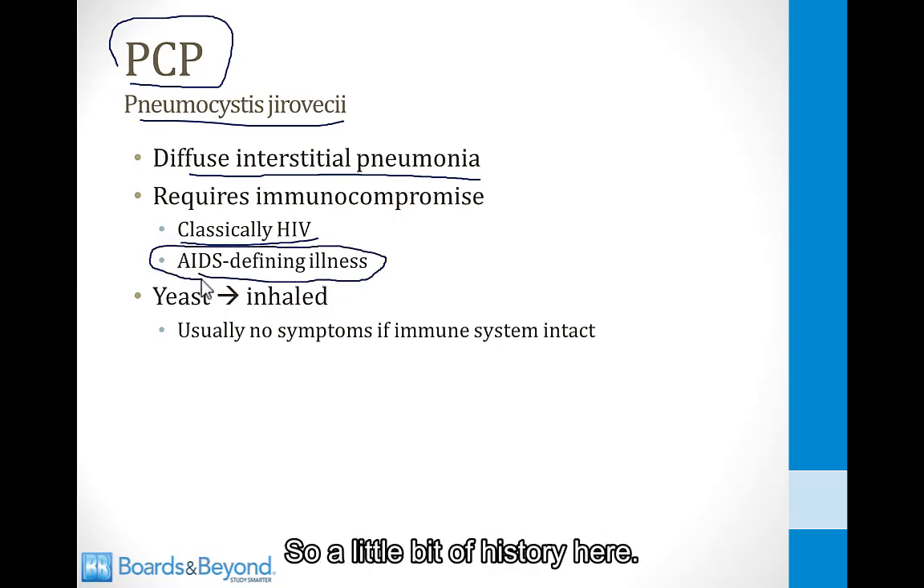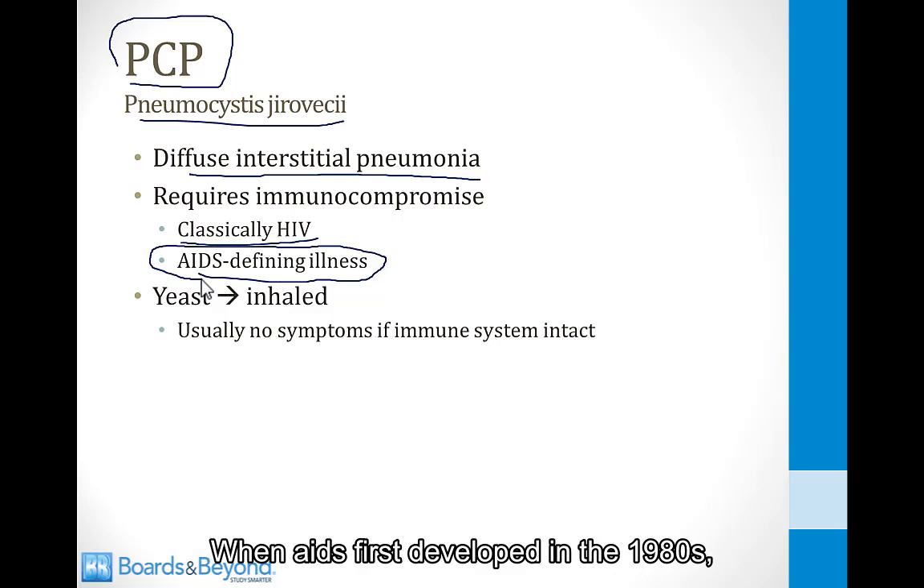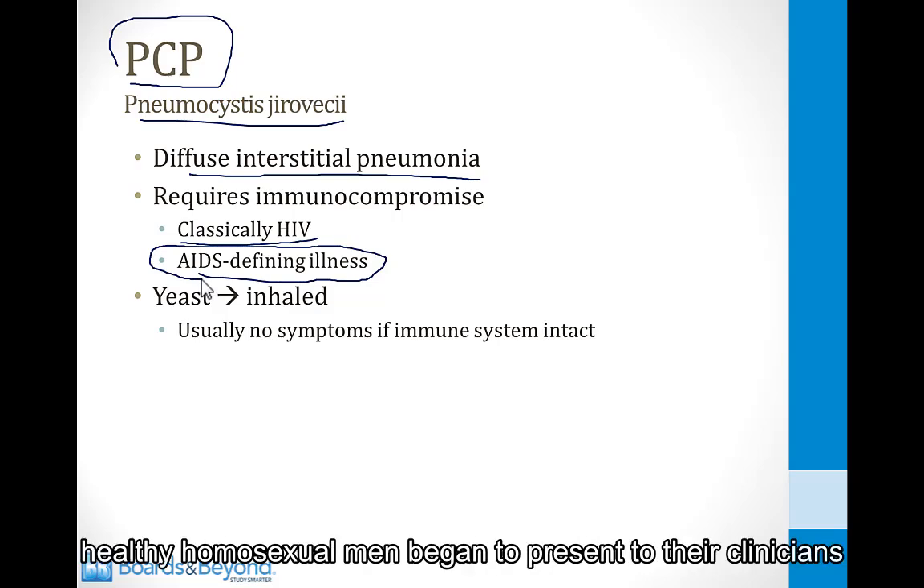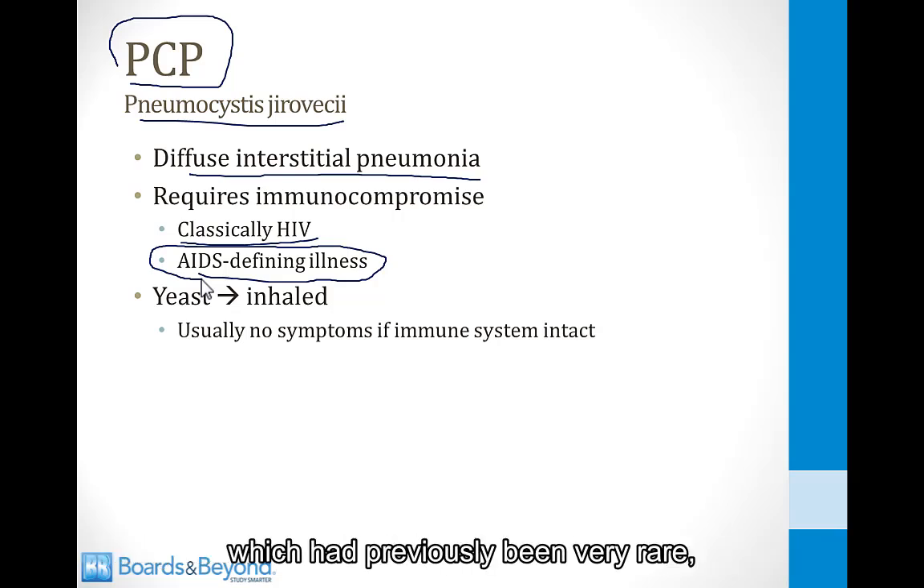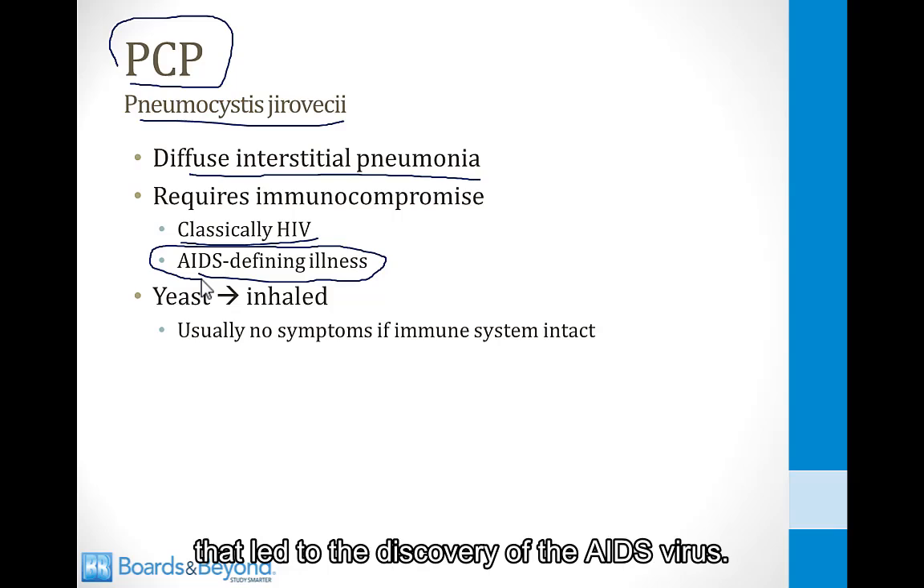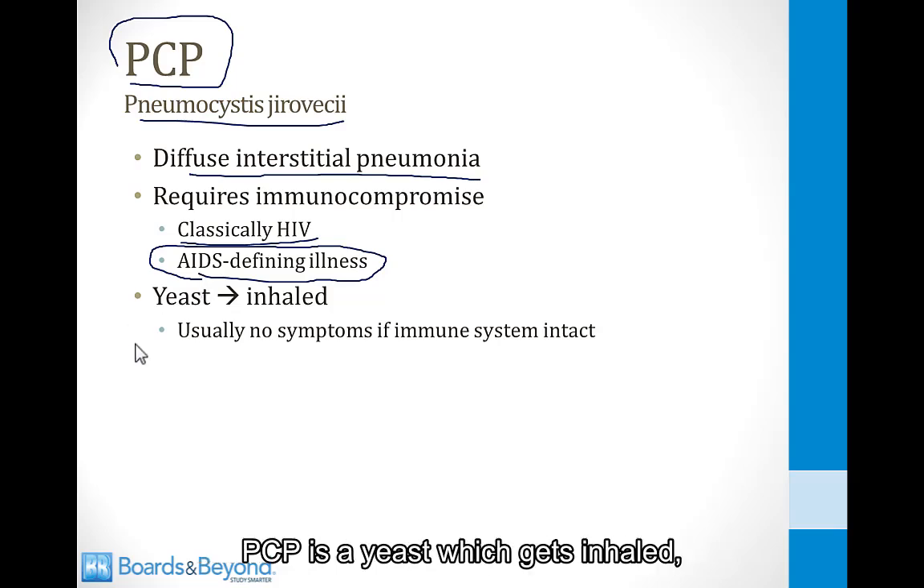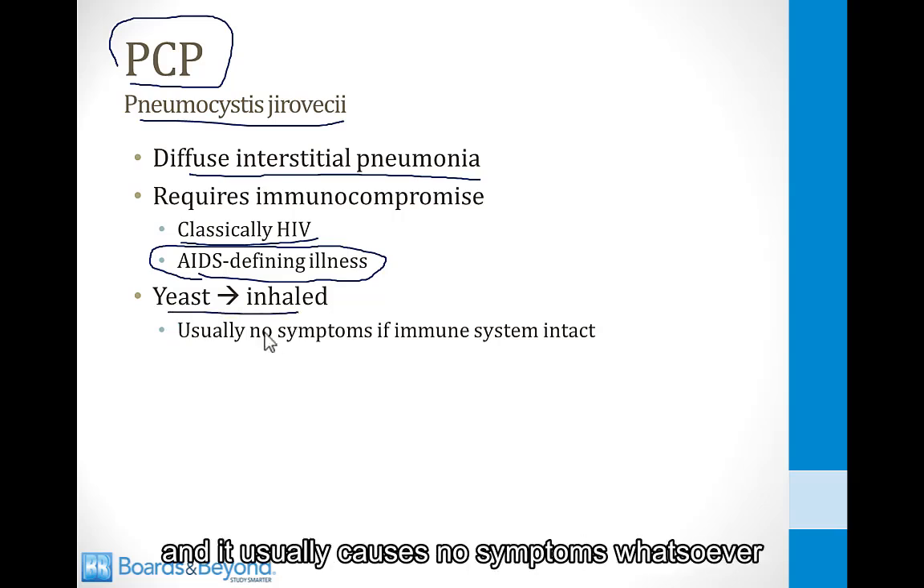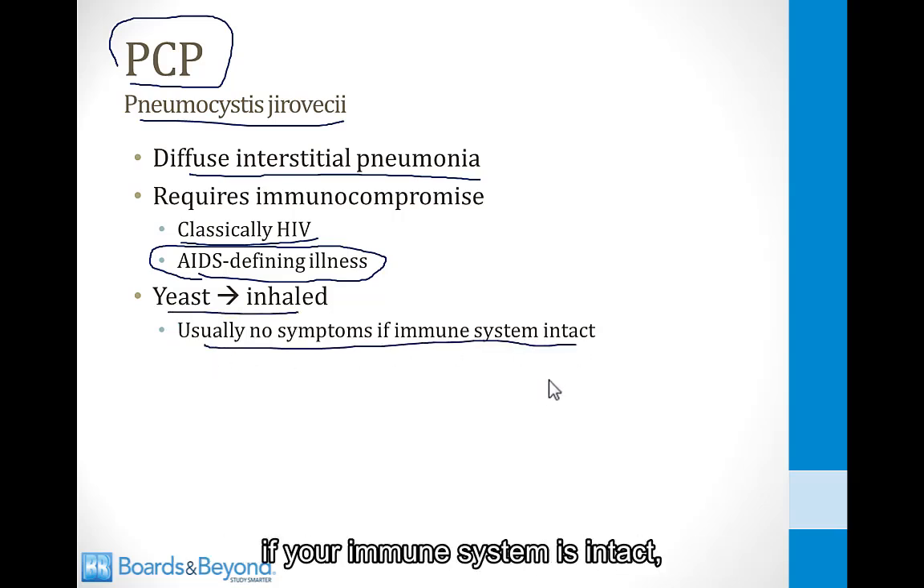So a little bit of history here. When AIDS first developed in the 1980s, healthy homosexual men began to present to their clinicians with PCP pneumonia, which had previously been very rare, and tumors called Kaposi sarcoma, which also were very rare. And as people began to work up the reason why these healthy young men were developing these rare conditions, that led to the discovery of the AIDS virus. PCP is a yeast which gets inhaled, and it usually causes no symptoms whatsoever if your immune system's intact. But if you have HIV and AIDS, you can get pneumonia from this bug.